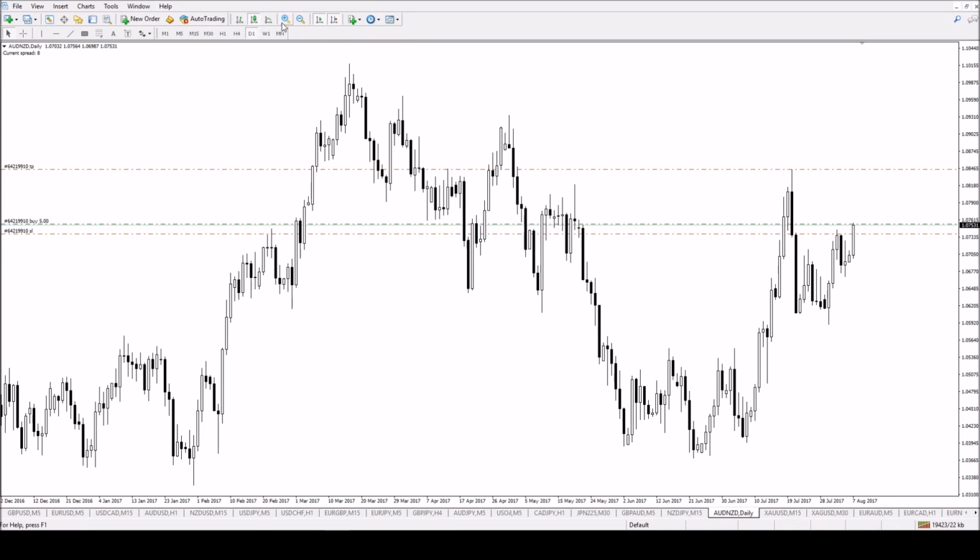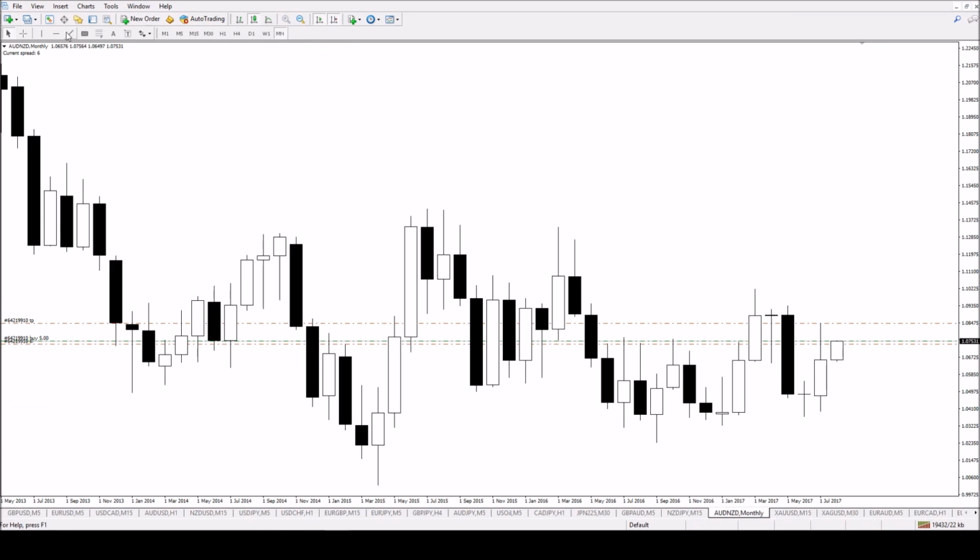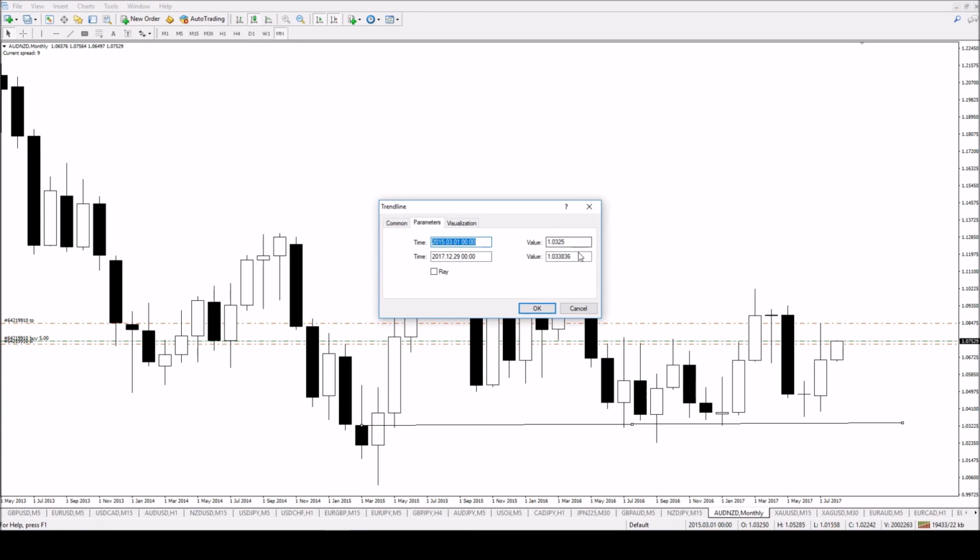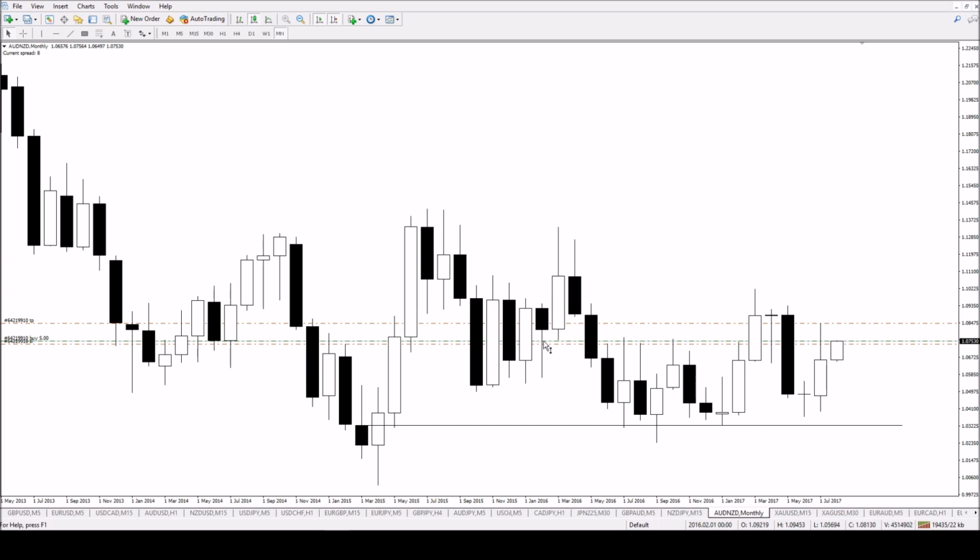Right, so I posted a chart on Aussie New Zealand and I said I'm looking for higher prices. So if we go down to the monthly, we've got the open here, 1.0325. Now let's look at what's happening.